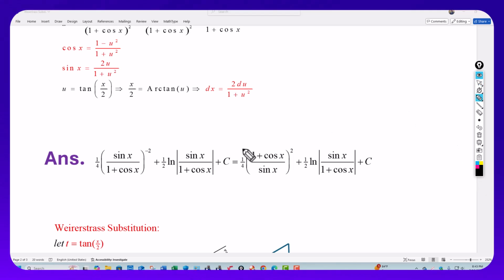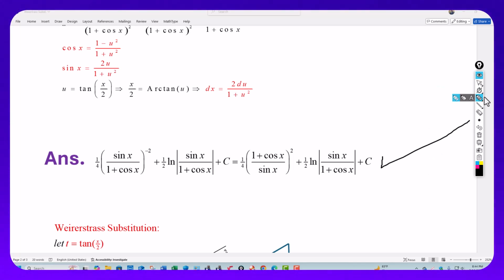And then to go to this step here, just apply the law of exponents. Got a negative exponent here, flip it, this changes. So this and this are the same thing, except now I have a positive exponent. So the sine goes to the denominator, 1 plus cosine x goes to the numerator, there you have it. And then this is the same, 1/2 natural log of absolute sine of x over 1 plus cosine of x. And that's the answer using the first substitution.